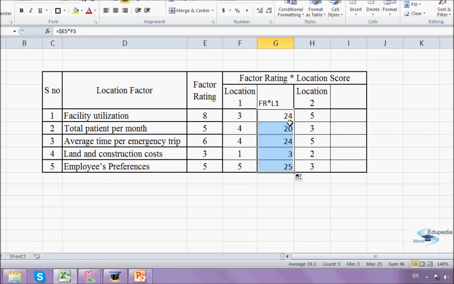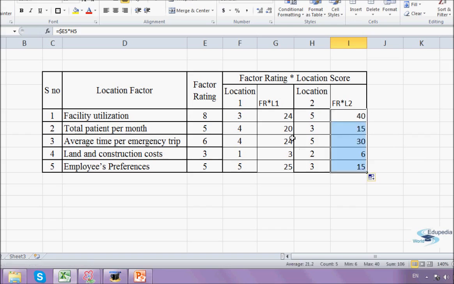In the same way, using the same formula, I can even find the values for the factor rating by the second location. Now you see here, this is the product of the location value here, 5, and the factor rating value, which is 8. I can further drag this down to all the cells.